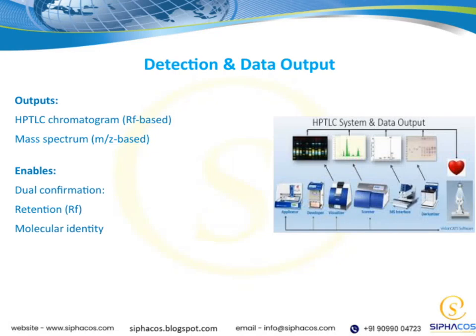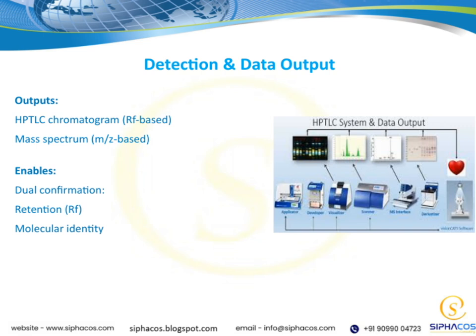On this slide, we're looking at the two main outputs from our detection process. First, we have the HPLC chromatogram, which is based on the Rf value. This gives us a visual representation of how compounds separate on the plate. Then, we also get the mass spectrum, which is based on the m/z, or mass-to-charge ratio, and helps us identify compounds at a molecular level.